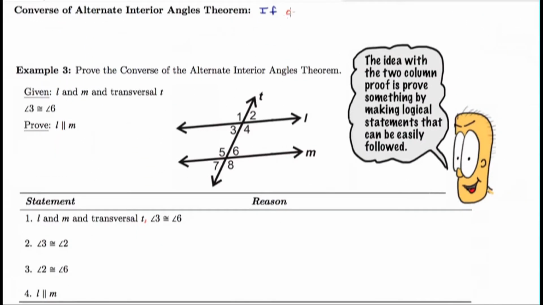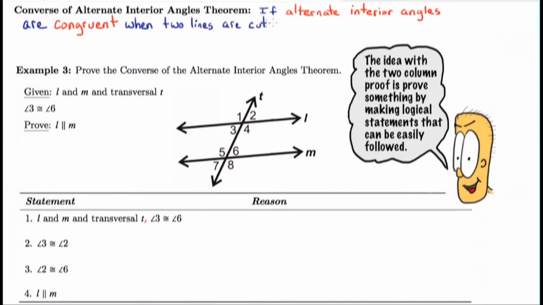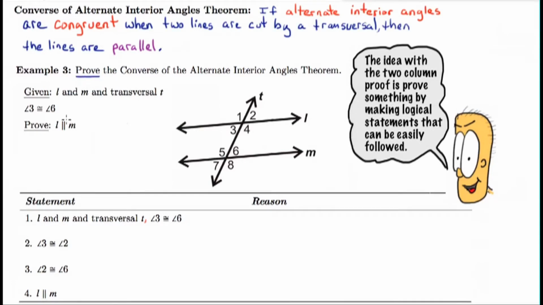So let's take a look at the converse of the alternate interior angles theorem. If alternate interior angles are congruent when two lines are cut by a transversal, then the lines are parallel. So here's the proof in example 3. We are given that L and M are lines and T is the transversal, and angle 3 is congruent to angle 6. So our first statement will be just repeating the givens.